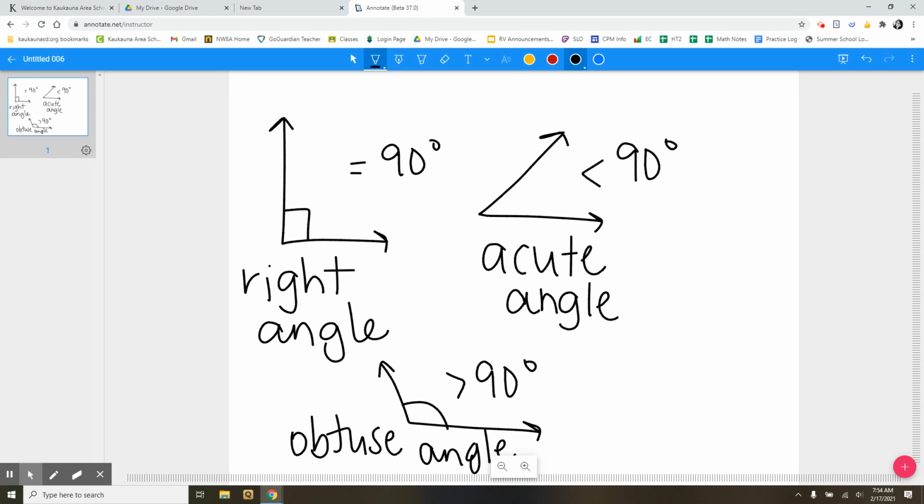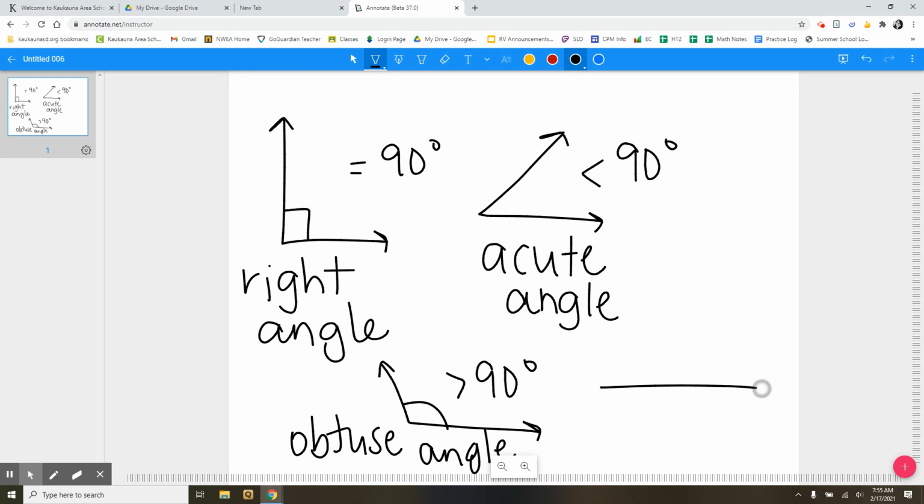Right angles, we see a lot of those when we're dealing with shapes, squares, rectangles. We identify those right angles, those 90-degree corners, to know that they can be perpendicular or parallel. Our acute angles, those are all the angles that are less than 90 degrees. And an obtuse angle is those angles that are bigger. They are greater than 90 degrees.